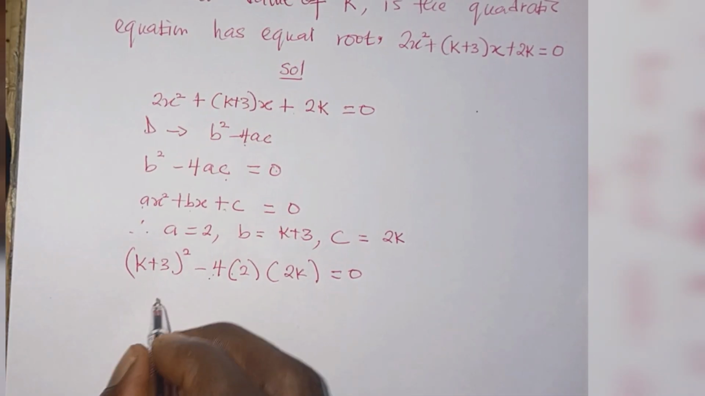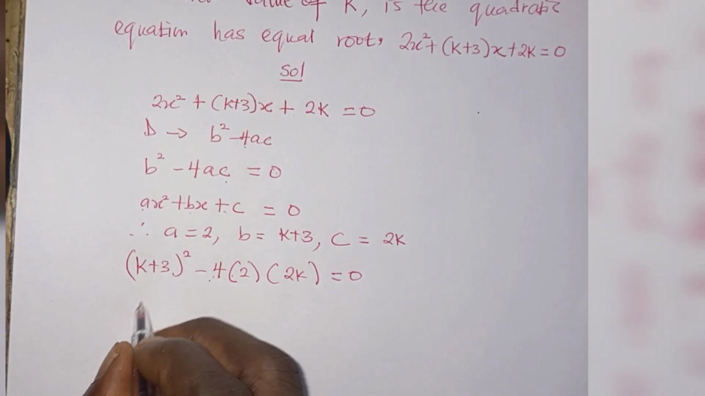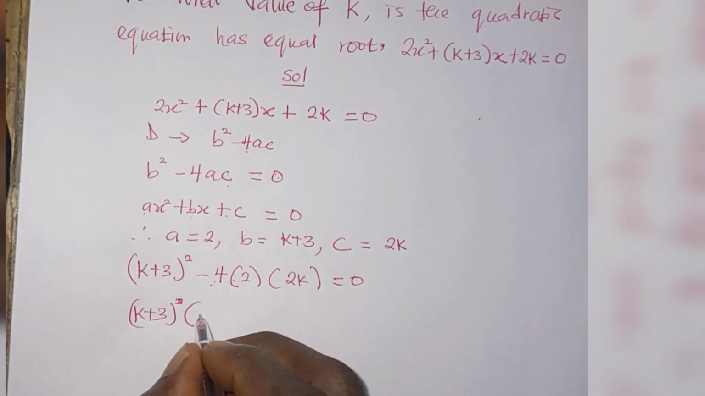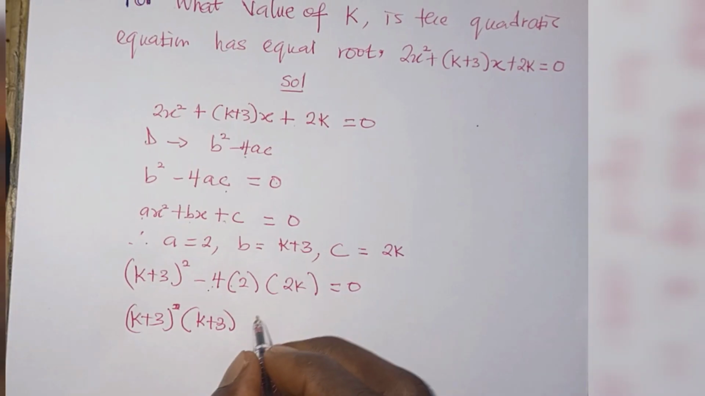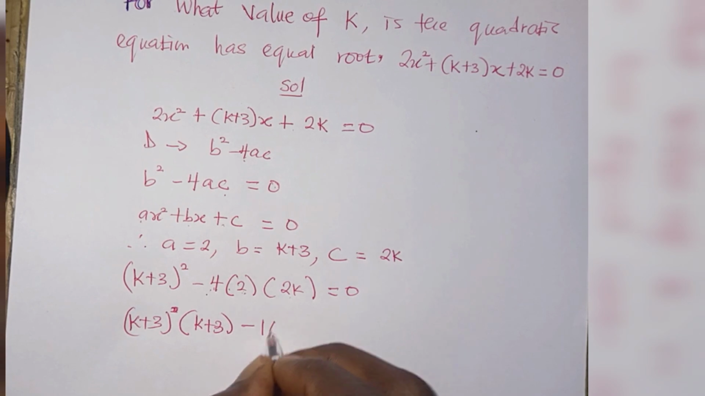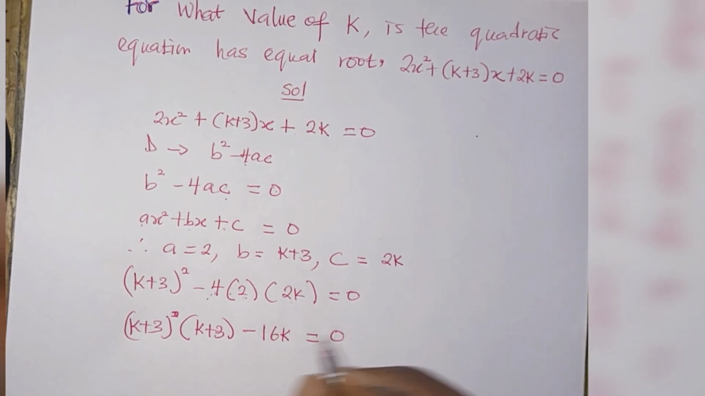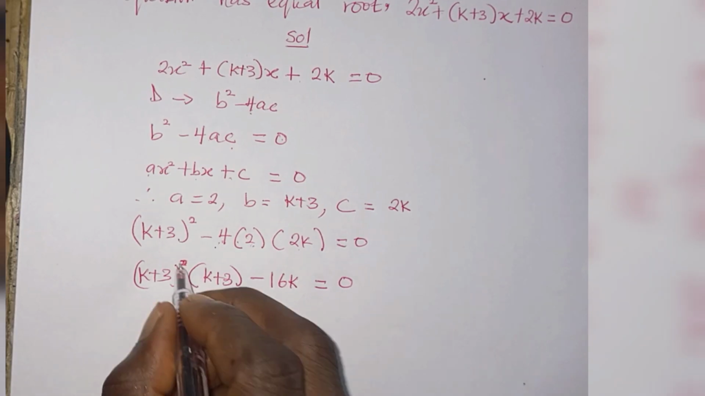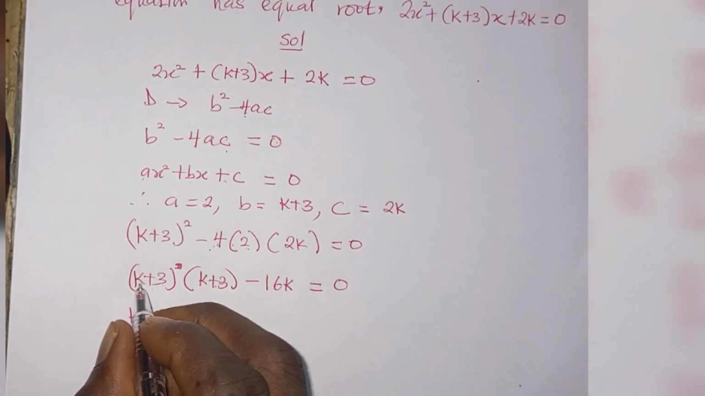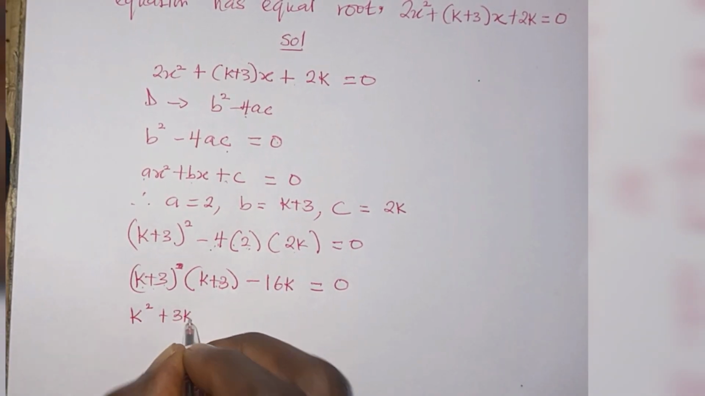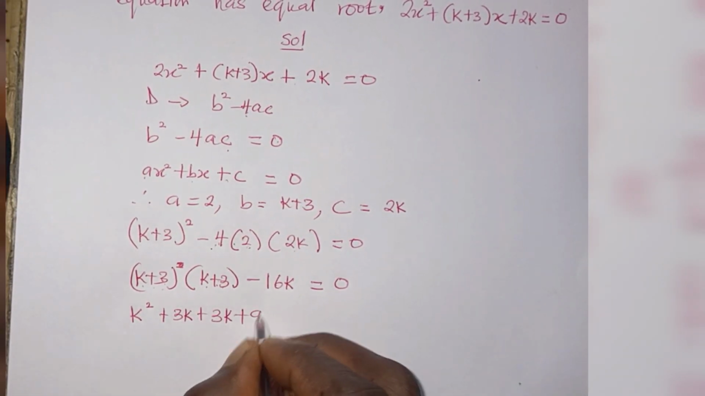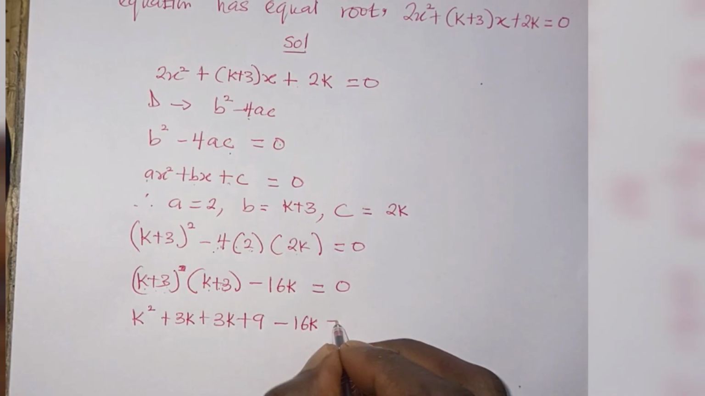Then from here, we can expand this. It should now be (k + 3)(k + 3), because (k + 3)² means k + 3 in two places. Then minus, 4 times 2 is 8, and 8 times 2k gives 16k, equal to 0. Then we expand: k times k gives k², k times 3 gives 3k, 3 times k gives 3k, and 3 times 3 gives 9. Minus 16k, everything equal to 0.